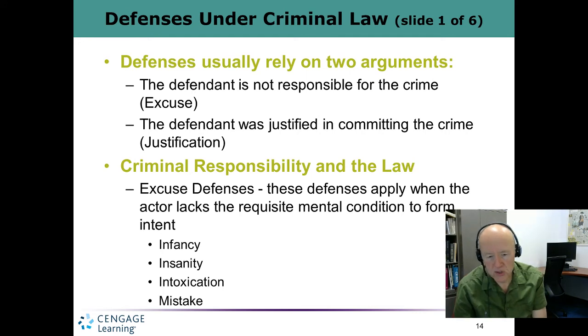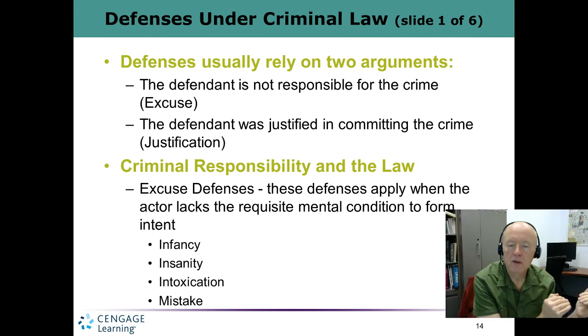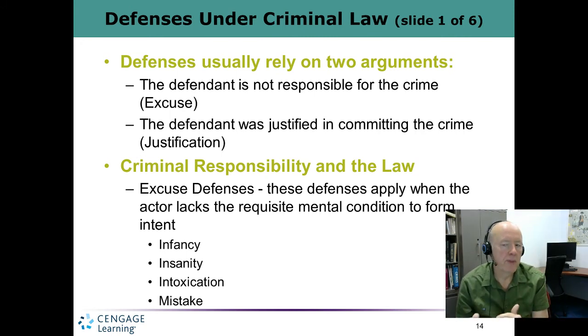All right, so let's look at excuse first. These apply very often. Remember, we said just briefly a little bit ago that you have the physical act and the mental state. Excuses say you've got the physical act, but you don't have a mental state for some reason. So here are the big ones: infancy, insanity, intoxication, and mistake.